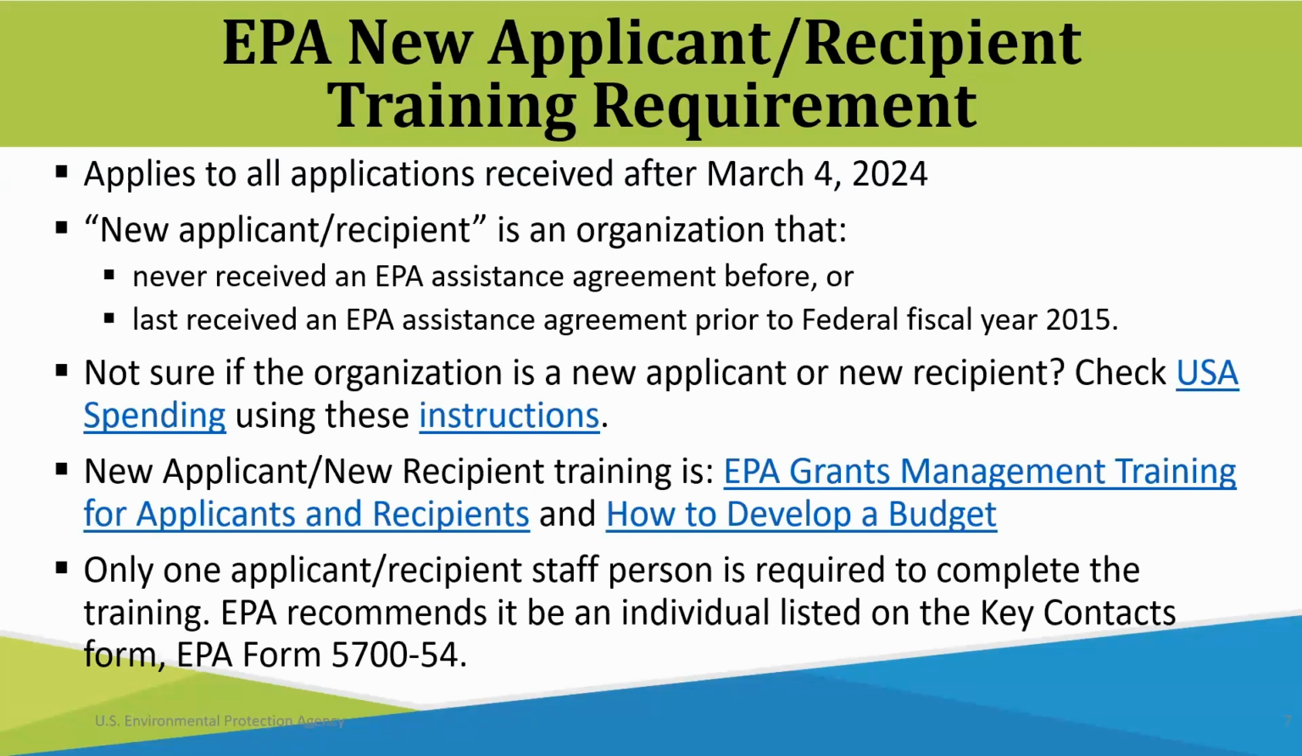So again, if you're unsure whether or not your organization would qualify as a new applicant, new recipient, you can go to the website usaspending.gov and check on the status of the organization there. I've put a link on this slide to instructions that will walk you through that process of doing that check.